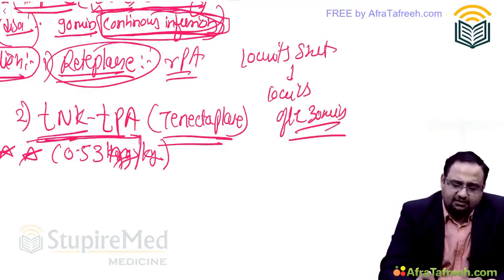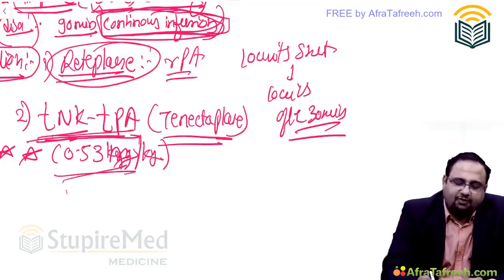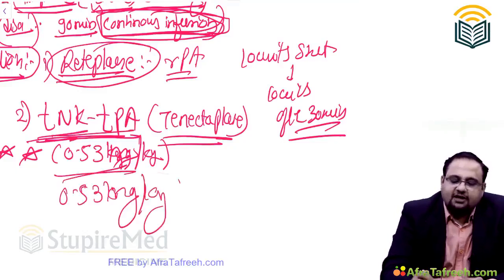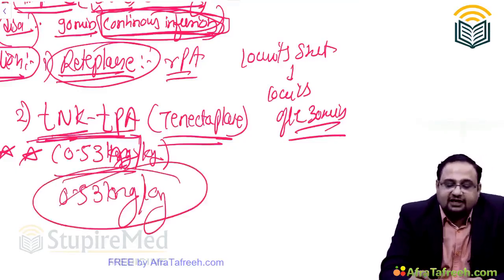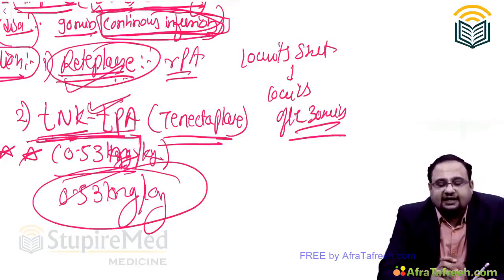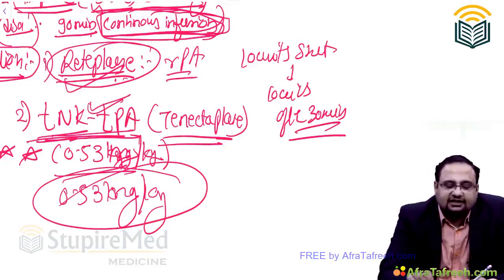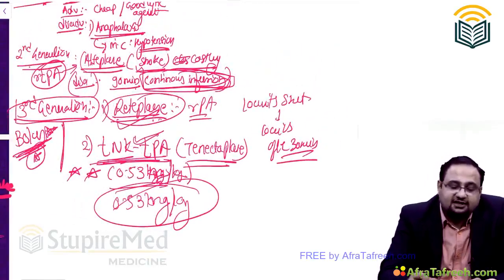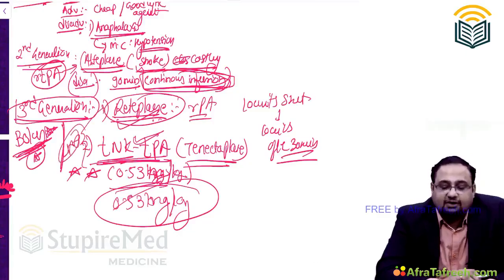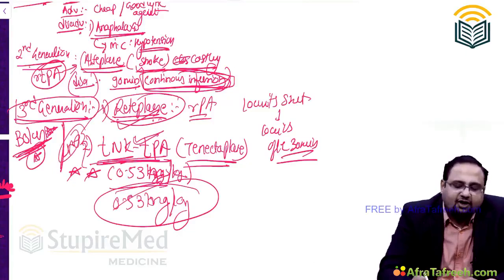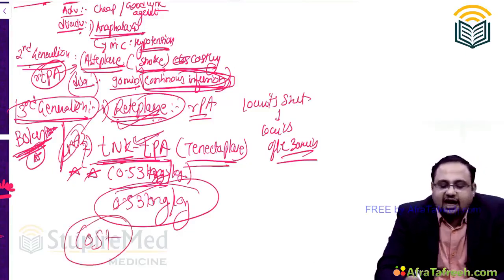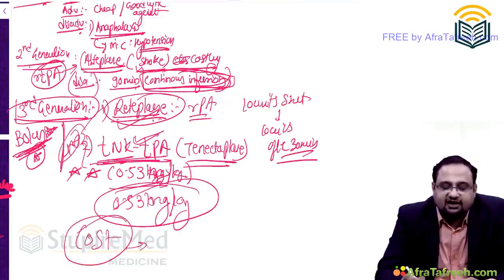While TNK, Tenecteplase, is weight dependent, a dose of 0.53 milligrams per kg is to be given. The advantage of Reteplase over Tenecteplase is that it is weight independent. So these are the two important molecules of the third generation. Both are in the market, very well studied, and can be used. The biggest disadvantage is the cost. They are very costly drugs, around 30 to 40,000 rupees.